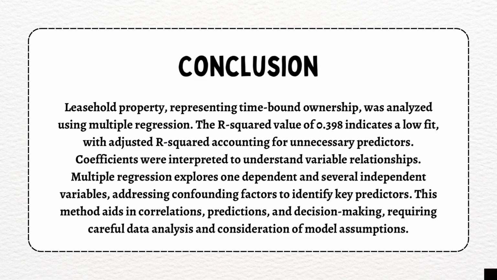Leasehold property, which represents time-bound ownership, was analyzed using multiple regression. The R-square value 0.398 indicated a low fit, with adjusted R-square accounting for unnecessary predictors. Coefficients were interpreted to understand variable relationships. Multiple regression explores one dependent and several independent variables, addressing confounding factors to identify key predictors. This method aids in correlation, prediction and decision making, requiring careful data analysis and consideration of model assumptions.